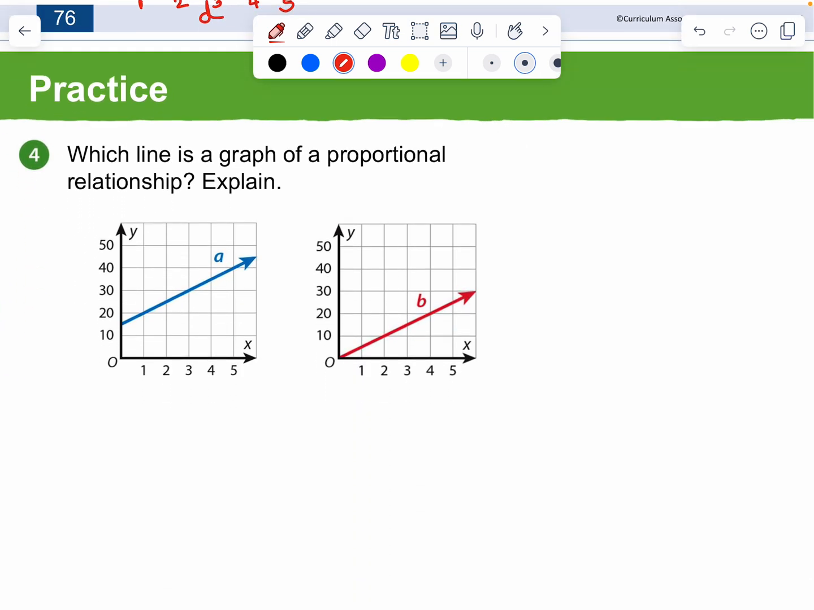Number 4, which line is a graph of a proportional relationship? Well, we now know just by looking. This is a straight line that passes through the origin, so B is a proportional relationship because it is a straight line that passes through the origin. And you can write that. And we have one more.